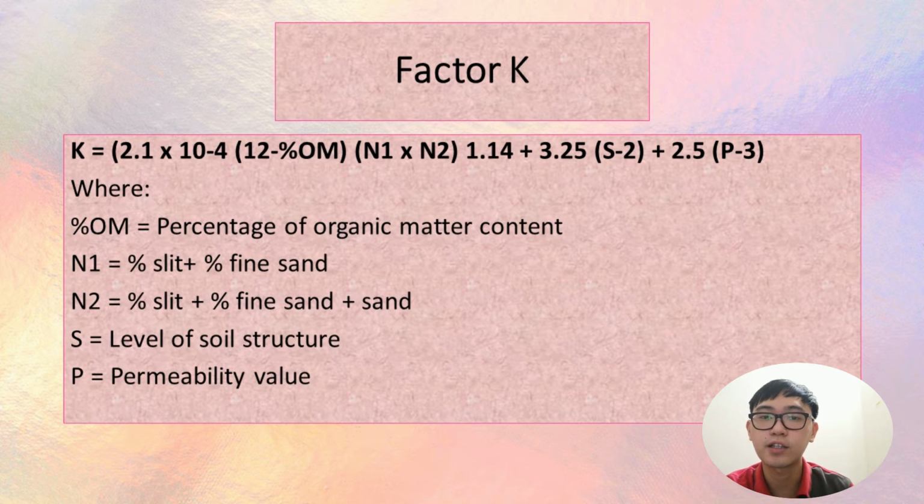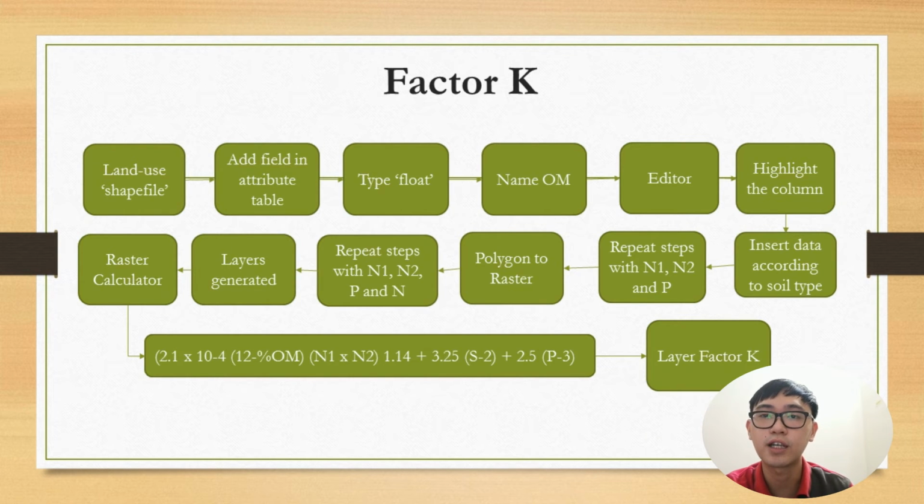This is the equation for factor K. The land use shapefile was used again in factor K. Add a column in the attribute table named organic matter. Then use the editor to highlight the columns and insert the data according to the soil type. Repeat this step with N1, N2, and P. Convert polygon to raster using conversion tools. Repeat this step with N1, N2, P, and N. Then the layers were generated. Use the raster calculator and insert the formula below to produce a new layer of factor K.